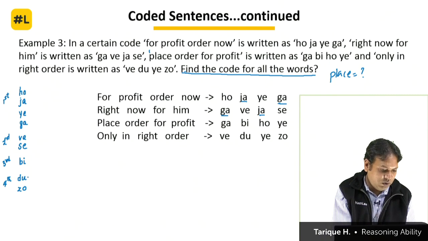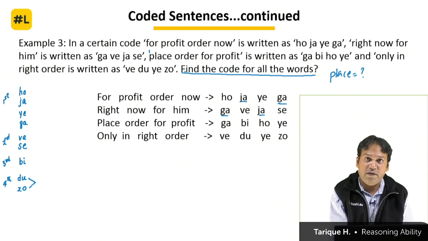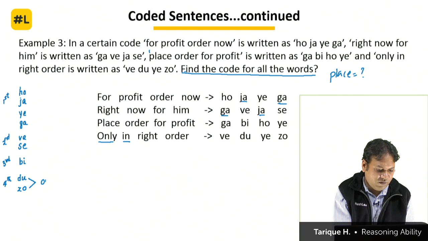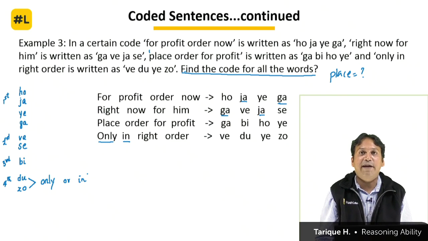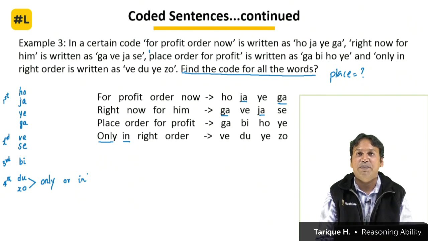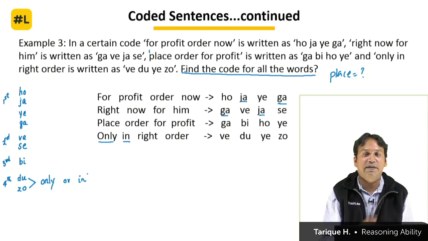If there are two words here, do and zo, which are the two new words in the fourth sentence? Only is new and in is new, so we can say do or zo will stand for only or in. Can we say this? Do and zo will stand for only or in, and these two we cannot crack, so leave it. Don't worry about these two codes, right? Based on the answer options in the exam you can solve, but right now we'll say do and zo will be either only or in. Okay, so you don't have to think about this sentence. We will move to the third sentence.